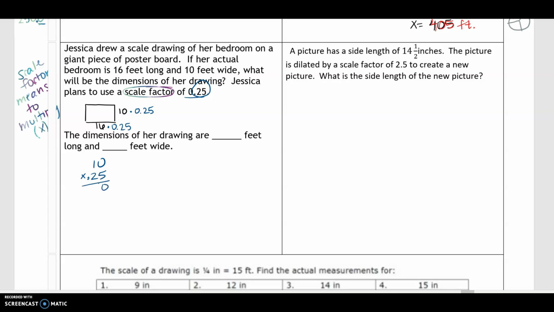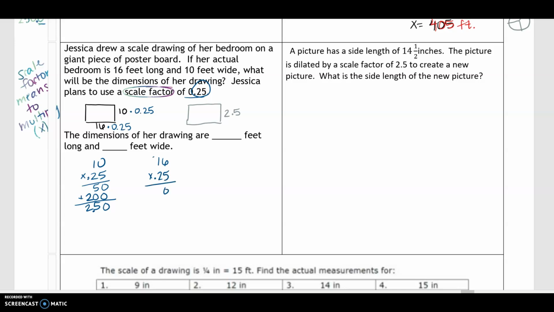5 times 0, 1 times 5 is 5, 0, 0, 2, 0, 5, 2, 1, 2. So I have my new dimensions are going to be, so 2.5 here. And then this other one here I had was 16. So I'm going to do 16 times 0.25.